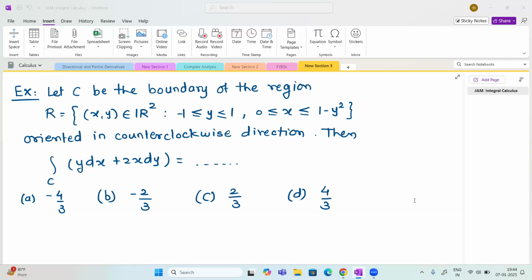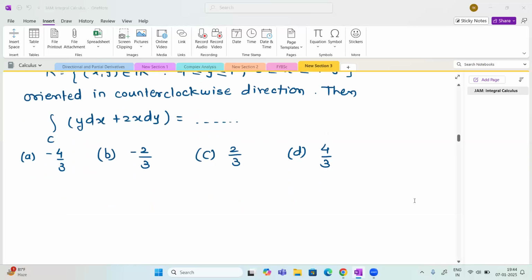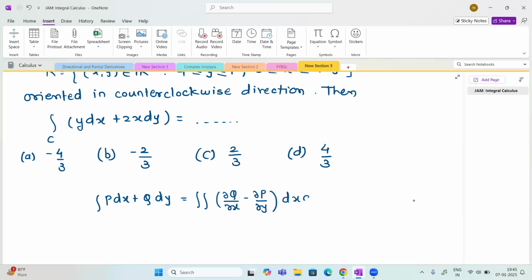Sir, I don't remember that. Anyone else? The Green's theorem. Yes, very good. So when you have the problem in the xy plane and when you have p dx plus q dy, the problem is in this format, a single integration with two variables, right? Only Green's theorem has that magic to convert it into a double integration. So what it says: del q by del x minus del p by del y, dx dy. What is p here?